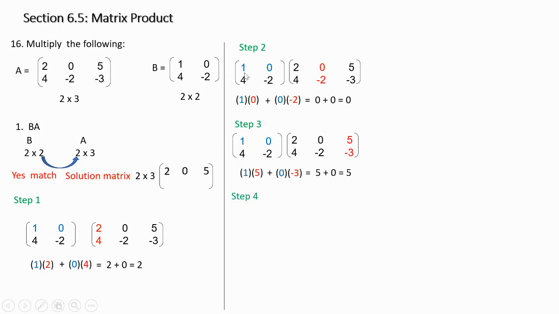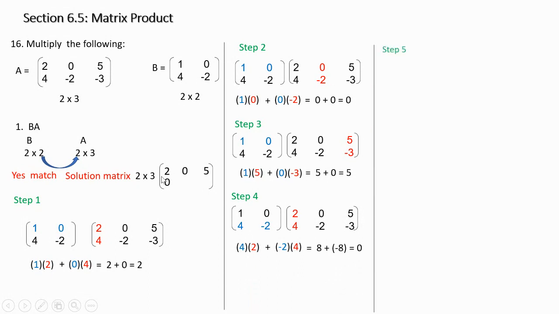Now comes step 4. Now we do the second row. That's why I put it in blue. And we're going to repeat the process as in step 1. So column 1 is going to be in red, because now I'm going to multiply the second row times the first column, and then the second column, and so forth. So 4 times 2 plus negative 2 times 4. The answer is 8 minus 8. It's going to be 0, so the 0 goes in that slot there. Step 5.